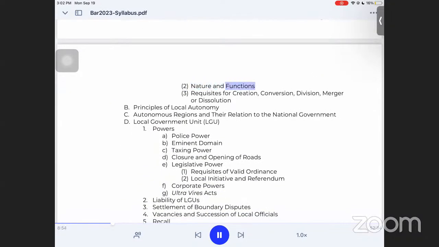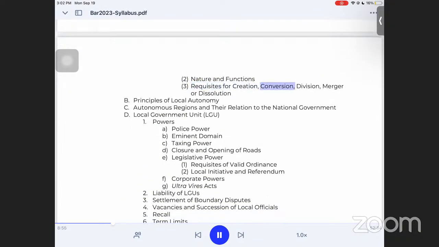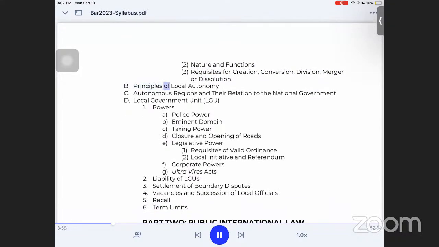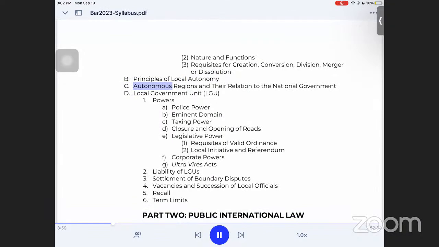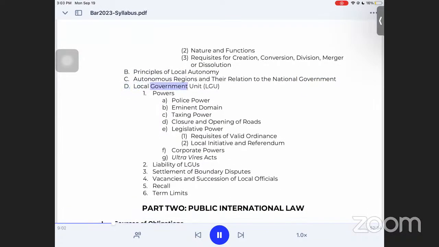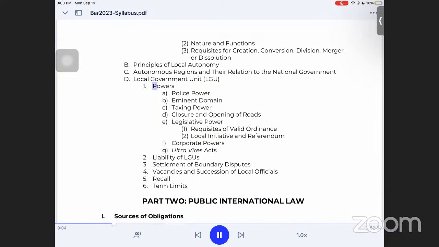2. Nature and functions. 3. Requisites for creation, conversion, division, merger, or dissolution. B. Principles of local autonomy. C. Autonomous regions and their relation to the national government. D. Local government unit, LGU.